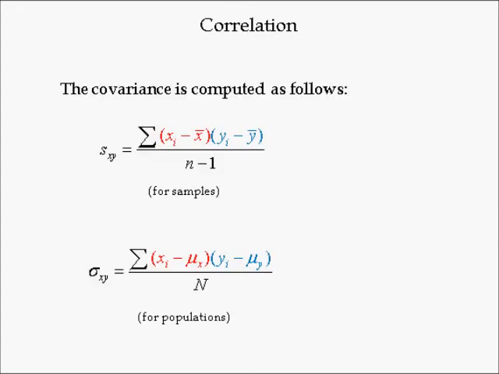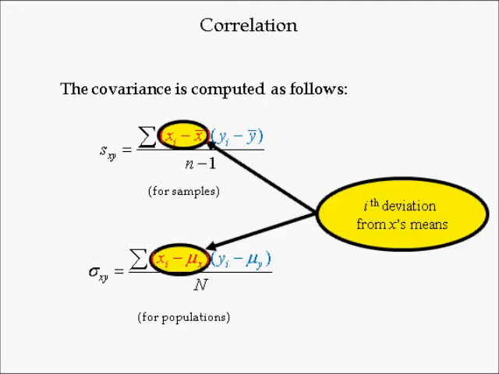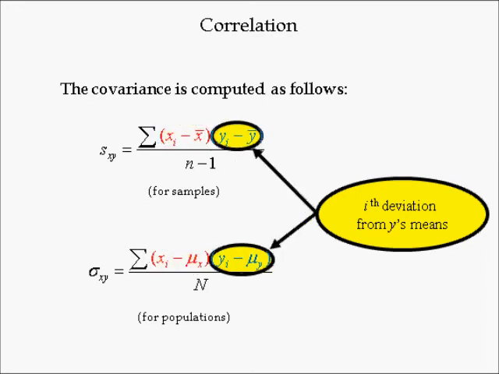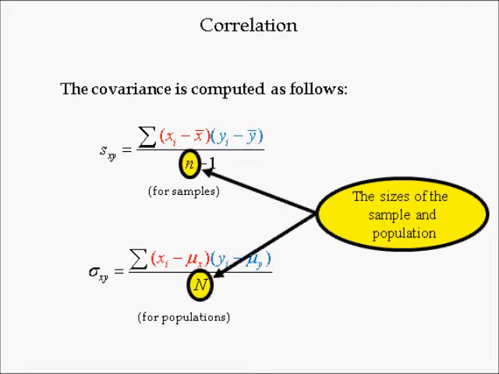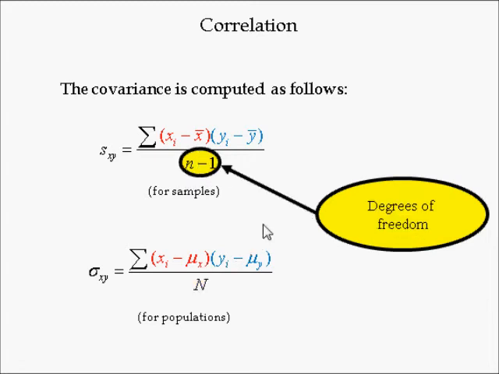The covariance equations are similar to the variance equations. Each deviation from x's mean is multiplied by the corresponding deviation from y's mean, which are then summed up. After summing the products of deviations from the population means, the sum is divided by the size of the population, capital N. The result is a population covariance. If the sum of products of deviations from the sample means is divided by the sample size, the resulting statistic is a biased estimator of the population covariance. Dividing instead by degrees of freedom yields an unbiased estimator of the population covariance.